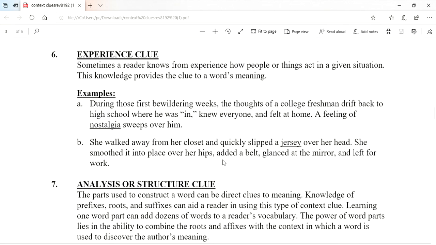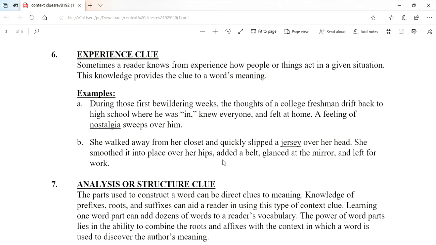We're looking at our experience clue. Sometimes based on an experience you've had, you are able to tell clearly what something might mean. Sometimes a reader knows from experience how people or things act in a given situation. As a person, you know that if somebody has just won a lottery, the person is going to be excited and acting happily. If somebody hears something quite annoying, you know the way the person is going to react because you've been in that situation.